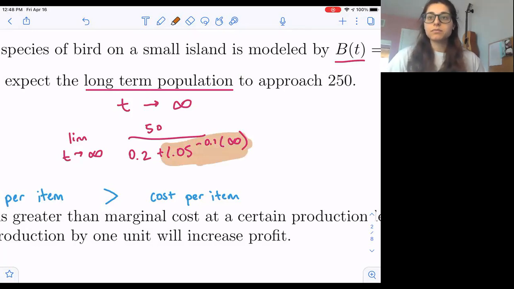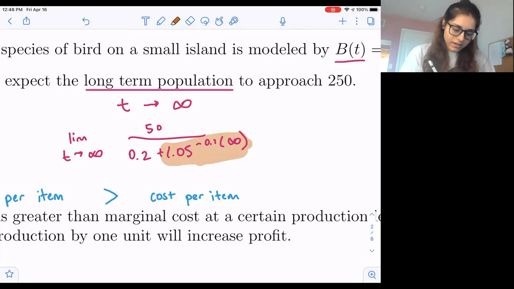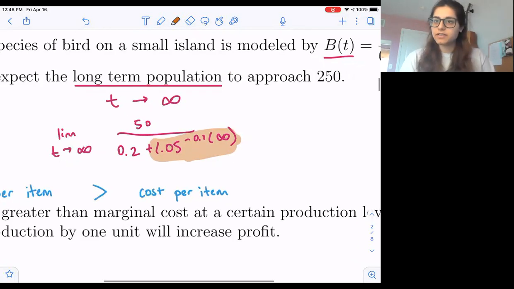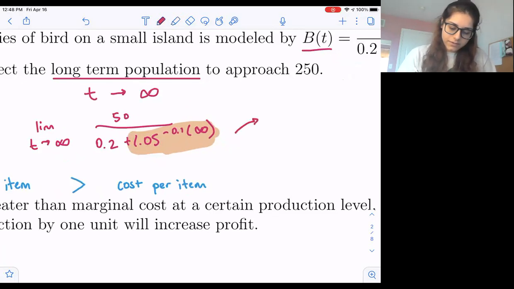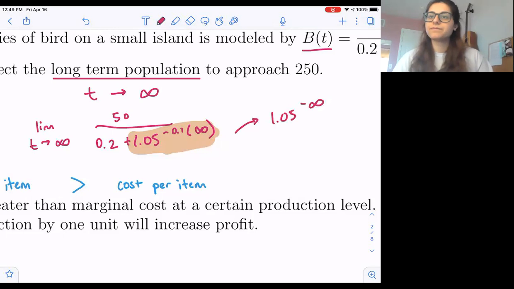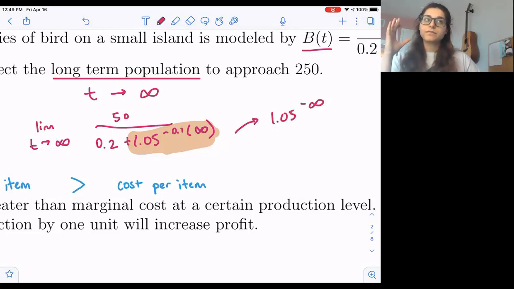So if we have 1.05 to the power of negative 0.1 times infinity, what is that going to equal? Obviously, we can't really put that in our calculator because we can't put in infinity, but we can think of it like, okay, 0.1 times infinity is still infinity, right? So this is still equal to 1.05 to the power of negative infinity. All right, so our exponent is negative, and it's getting larger and larger.